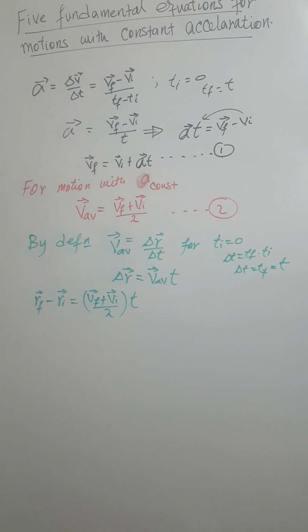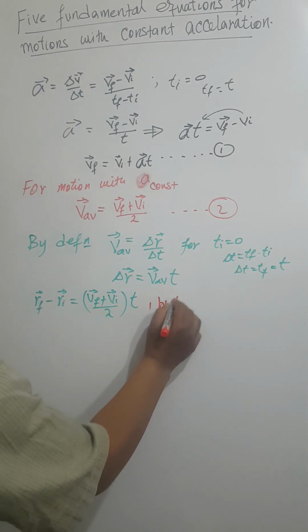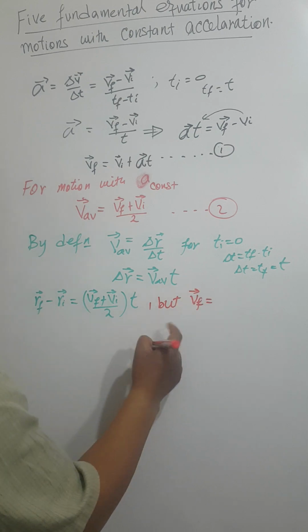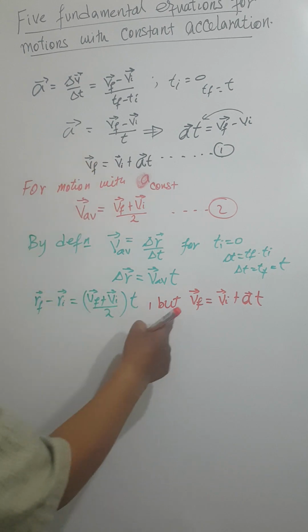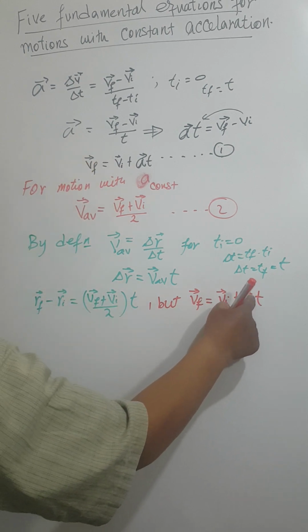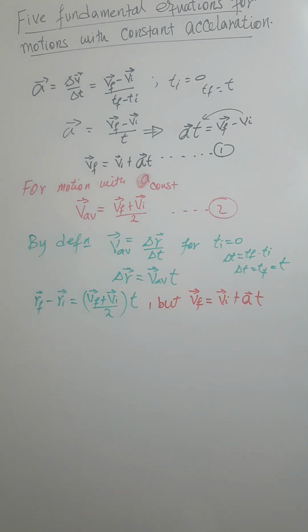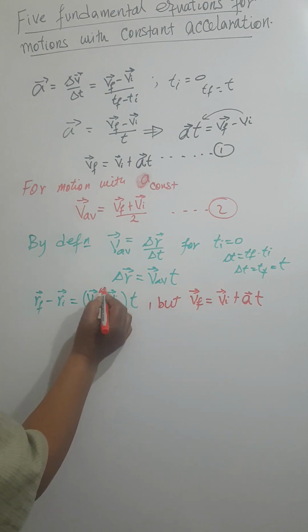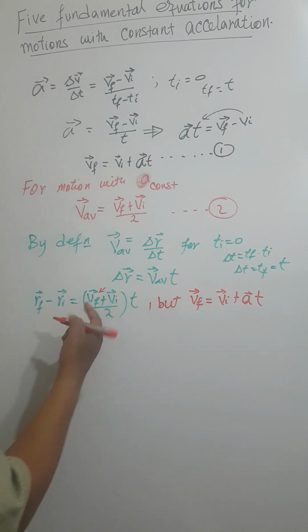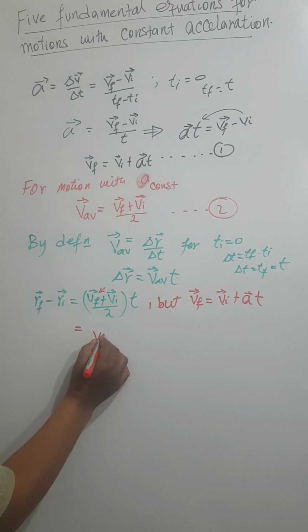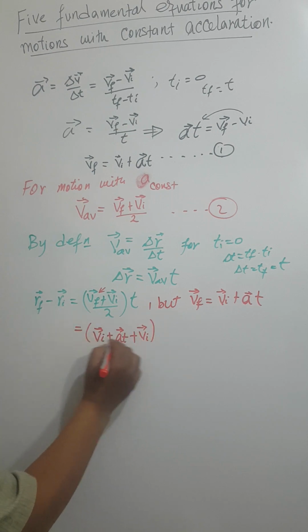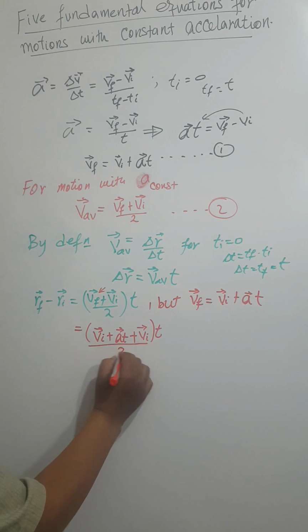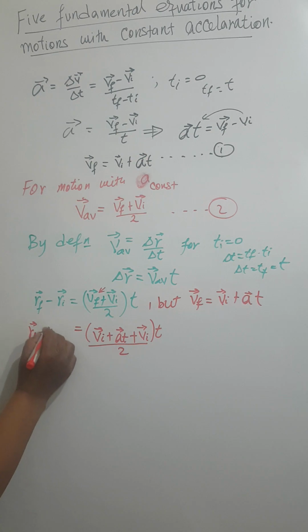But we knew that Vf, the final velocity, is equal to initial velocity plus acceleration multiplied by T. Here, from equation 1, Vf is equal to Vi plus A times T. So inserting this instead of Vf gives Vi plus A times T plus Vi again, times T, over 2 is Rf minus Ri.